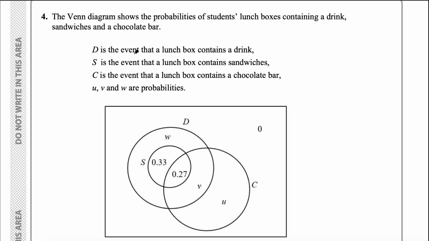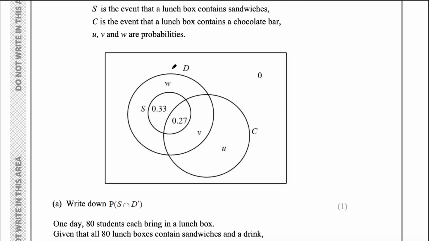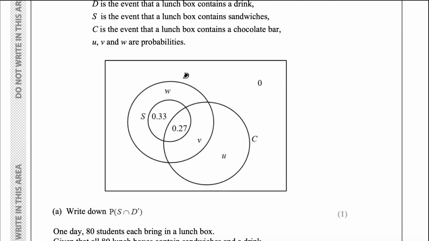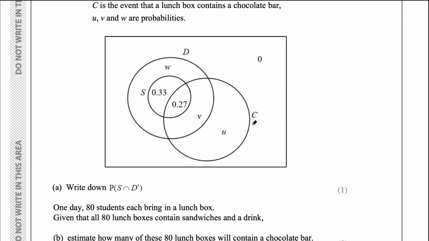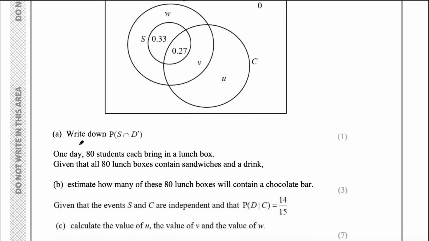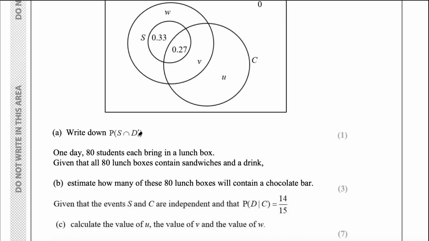Question 4 says the Venn diagram shows the probabilities of students' lunchboxes containing a drink, sandwiches, and a chocolate bar. D is the event that a lunchbox contains a drink. S is the event that a lunchbox contains sandwiches. C is the event that a lunchbox contains a chocolate bar. And U, V, and W are probabilities. Okay, so D is drink, S is sandwich, C is chocolate bar. Makes sense? Part A says write down the probability of S intersect the complement of D.